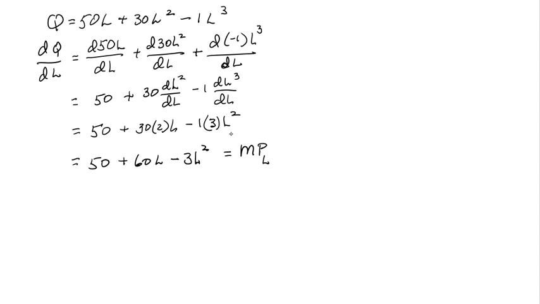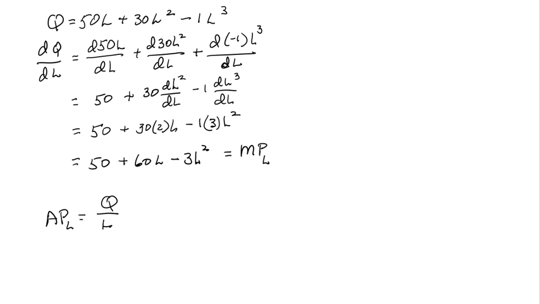And we see in the end that we have marginal product. Change in quantity over change in L is the marginal product of labor. Q is the total product of labor. And we have an expression, one which I gave you. That's how we got it.